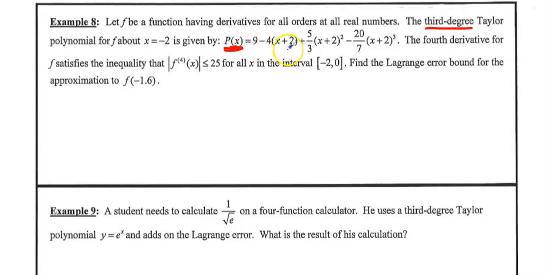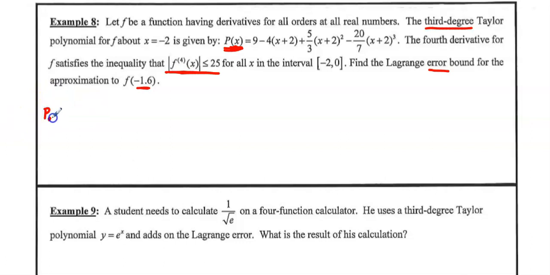Then it says the fourth derivative of f satisfies the inequality, and it actually gives us this. It says the fourth derivative will be maxed out at 25. It will be less than or equal to 25 for all values on the interval from -2 to 0. And we're to find the Lagrange error bound for this approximation at x = -1.6.